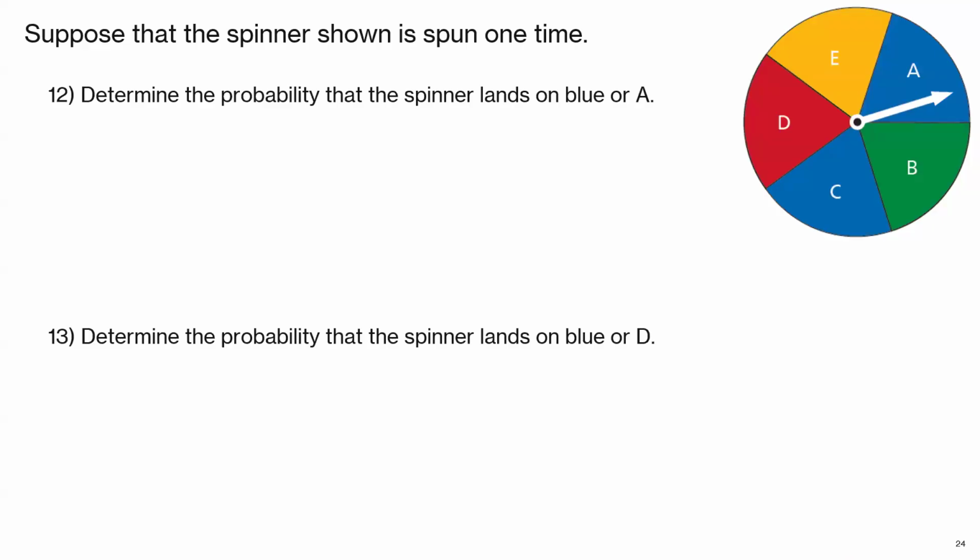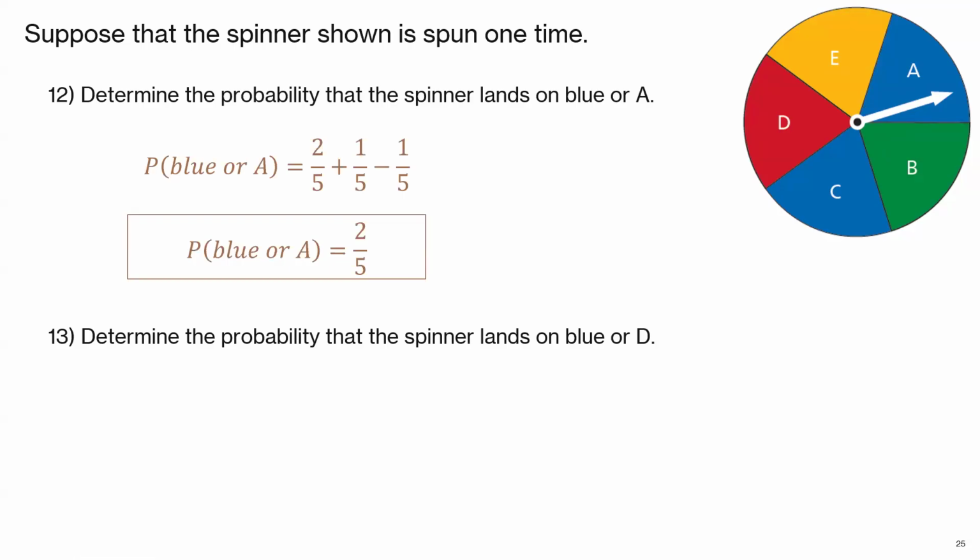So we've got this spinner, A, B, C, D, E, and they also have their own colors. We're going to start by finding the probability that the spinner lands on blue or A. So that's the probability of blue plus the probability of A. But in this case, I also have a blue A. So that is my overlap. So here I've got 2 that are blue, A and C are both blue, out of 5 total. I have 1 A out of 5 total, and I have an overlap of a blue A. So I'm going to subtract 1 out of 5. So this probability ends up being 2 out of 5.